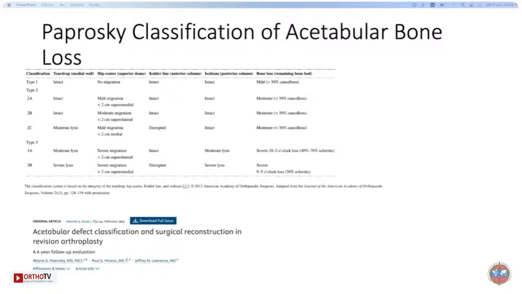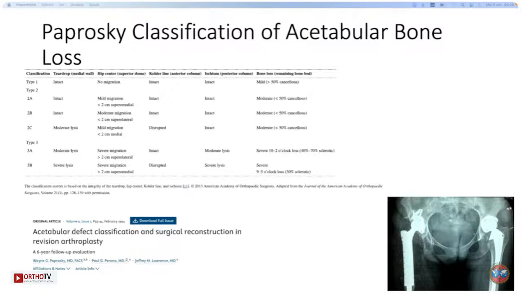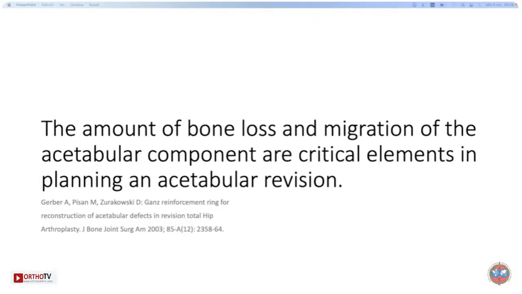The Paprosky system uses preoperative radiographs to classify defects by the amount of acetabular component migration and the status of the acetabular supporting structures, including the anterior and posterior columns, the superior weight-bearing dome, and the middle wall. It is based primarily on the presence or absence of an intact acetabular rim and its ability to provide rigid support for an implanted acetabular component. The amount of bone loss and migration of the acetabular component are critical elements in planning an acetabular revision.